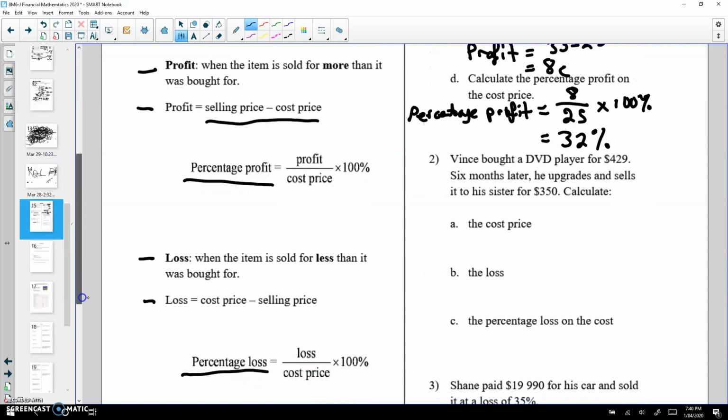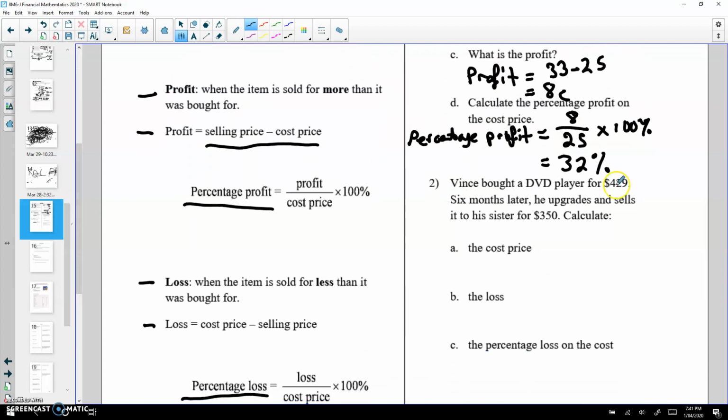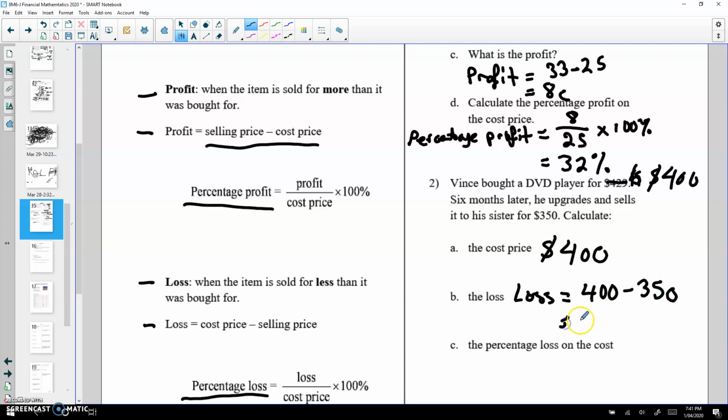Okay. So Vince bought a DVD player, question 2, for $429. For convenience in this question, we're just going to change that to 400, just so we get nicer numbers so you can get what we're going on about. So that's going to be 400. Six months later, he upgrades and sells it to his sister for $350. Calculate the cost price. Well, it cost him $400. The loss. Well, the loss is the difference between the cost price and the selling price, and so he lost $50 because he bought it for $400 and sold it for $350.